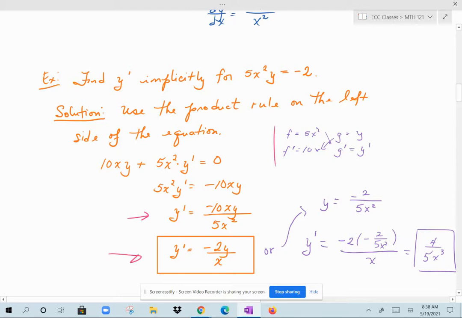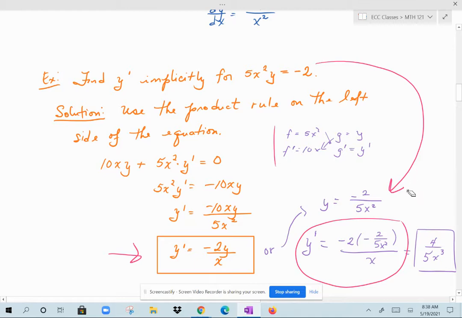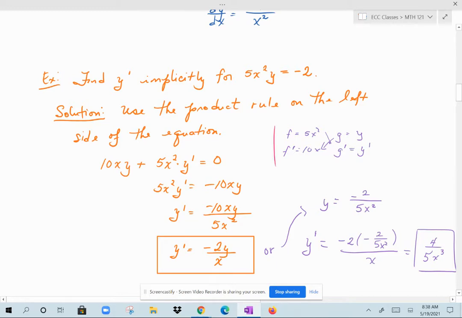So it is fine to leave your answer in terms of x and y, but I showed you here that we could solve this for y and make a substitution. Y is equal to -2 over 5x squared. So if you plug that y value in to what your derivative is and simplify it, you get that y prime is equal to 4 over 5x cubed. So it's just two different ways of presenting your answer, either in terms of x and y or just in terms of x. Okay, but that can only be done when your equation can be expressed both implicitly and explicitly.